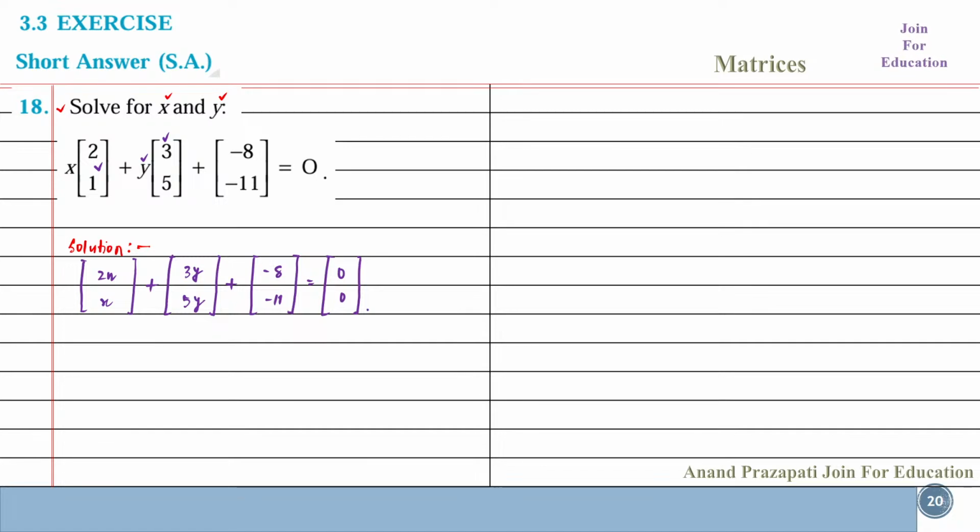Order of this matrix is 2 by 1. Order of this matrix is also 2 by 1. Order of this matrix is also 2 by 1, and order of this 0 matrix is also 2 by 1. So the addition of this one and this one is possible.